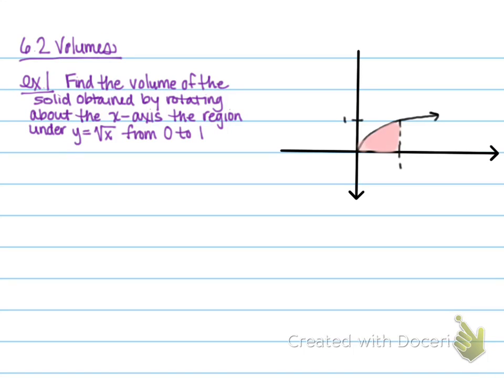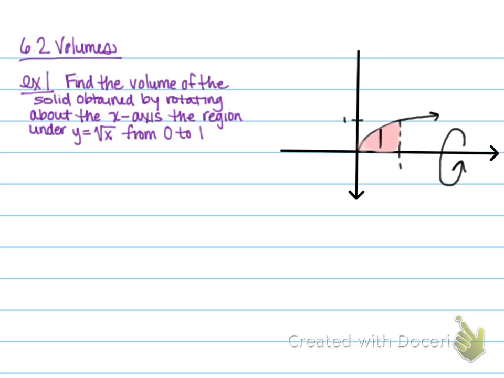Section 6.2 is about finding the volume of a solid generated by rotating an area about the x-axis. So let's do this example to get an idea of what we're looking at. The first example is: find the volume of the solid obtained by rotating about the x-axis the region under y equals square root x from 0 to 1. Well, it's easy to sketch the graph of y equals square root x and see the pink area is the area that we're rotating about the x-axis.